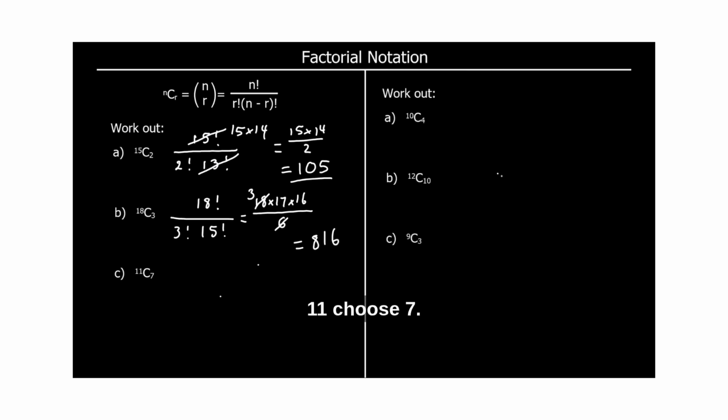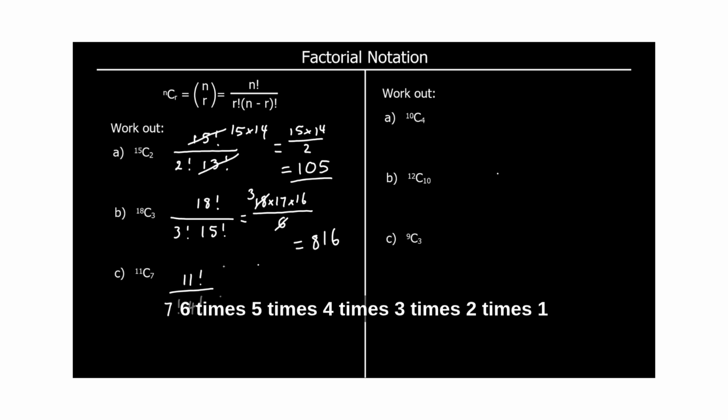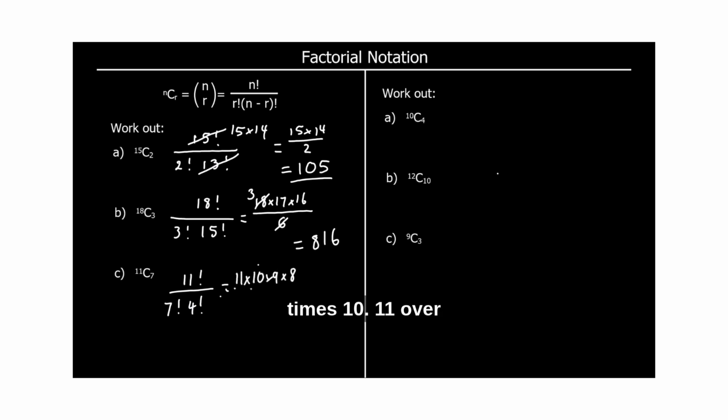11 choose 7. So that's 11 factorial over 7 factorial times 11 minus 7, which is 4 factorial. So cancel out the 11 and the 7. So the 7 times 6 times 5 times 4 times 3 times 2 times 1 cancels out. And that leaves 11 times 10 times 9 times 8 over 4 times 3 times 2 times 1. Can we do this one without a calculator? Let's give it a go.